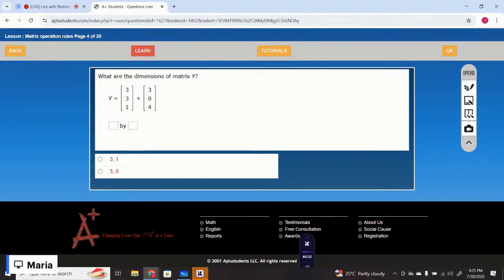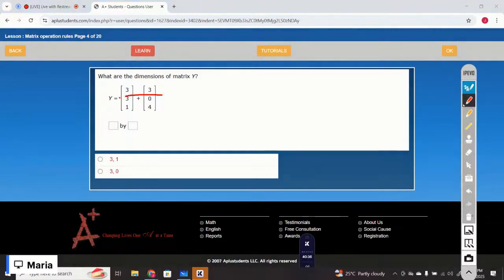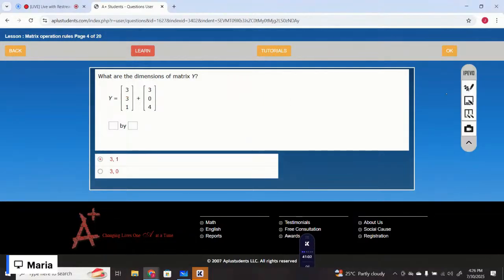What are the dimensions of matrix Y? Y is the sum of these two matrices, and they have the dimensions 3 times 1. So when you add them, you get another matrix that has dimensions 3 times 1. 3 plus 3 is 6, 3 plus 0 is 3, and 4 plus 1 is 5. So the correct option is 3, 1.